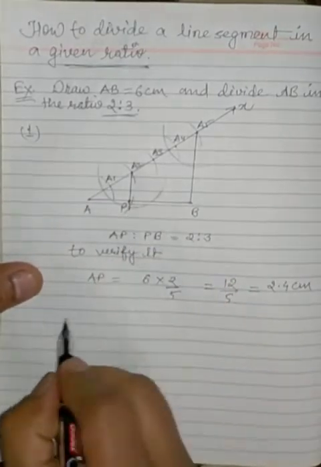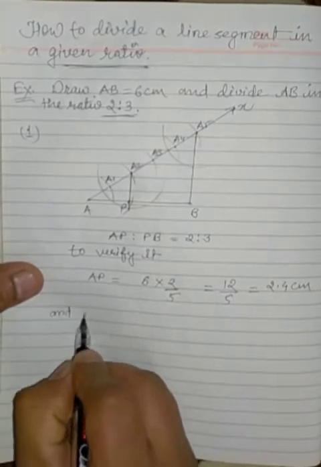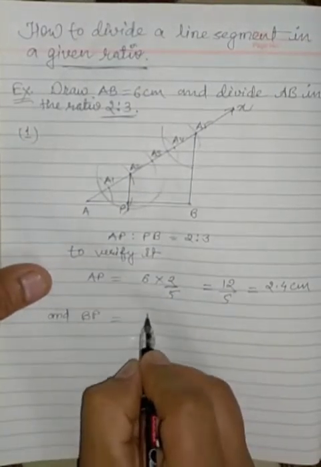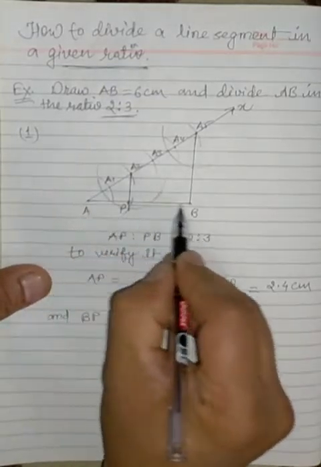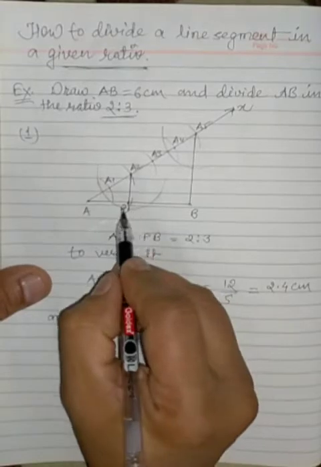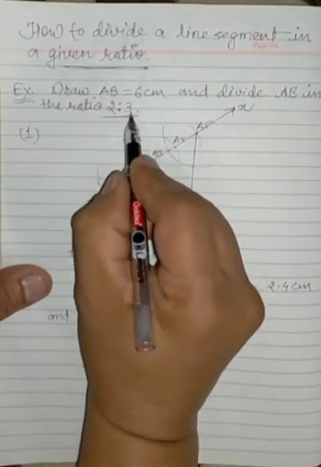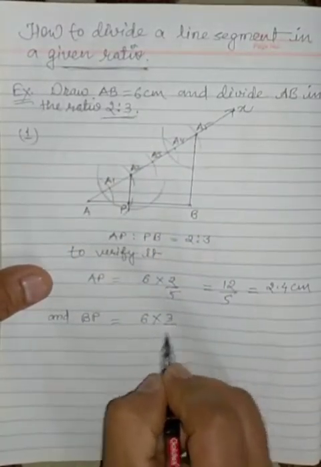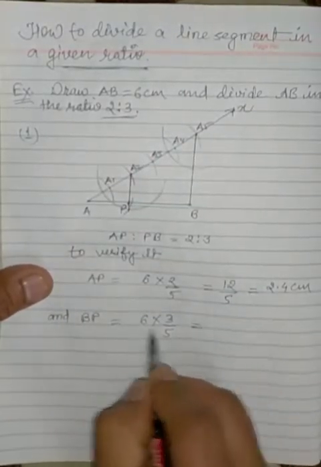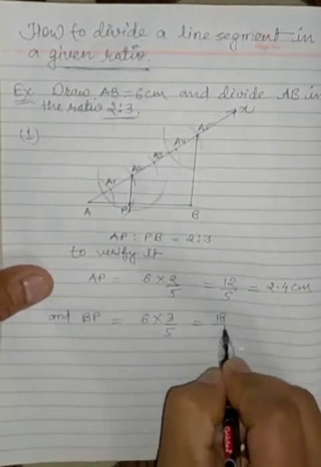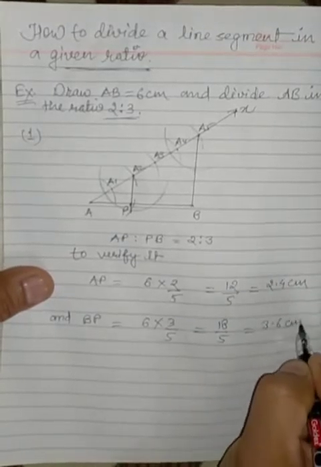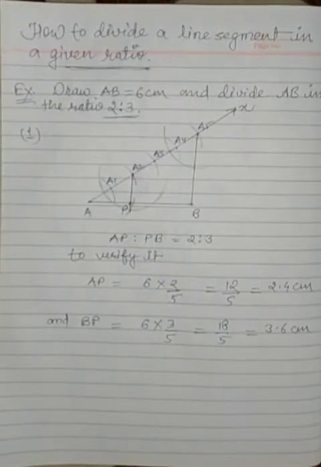And BP is equal to, again the same thing, 6, the length of AB, multiplied by PB, the part which is 3, divided by the sum of the parts, 5. So 6 threes are 18, divided by 5, is equal to 3.6 centimeters.